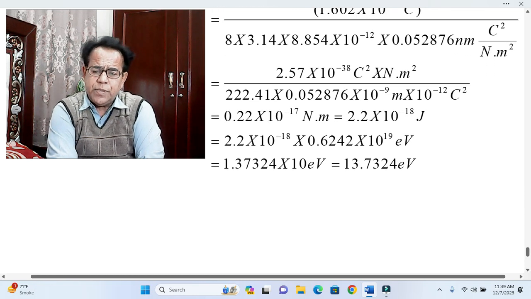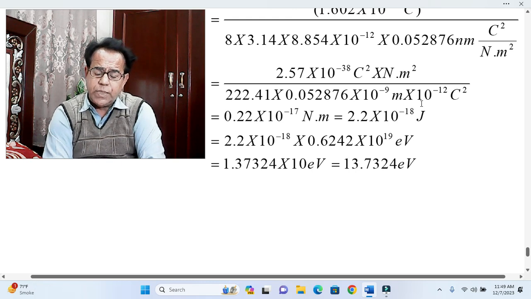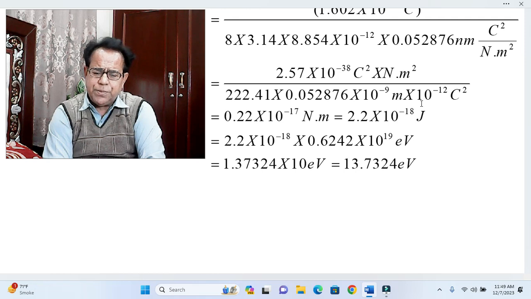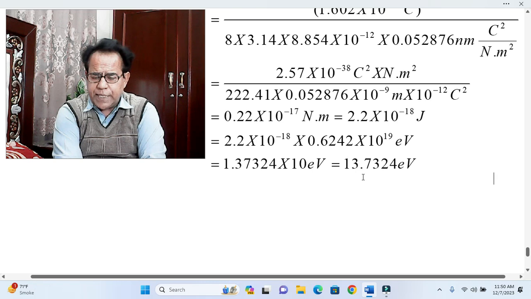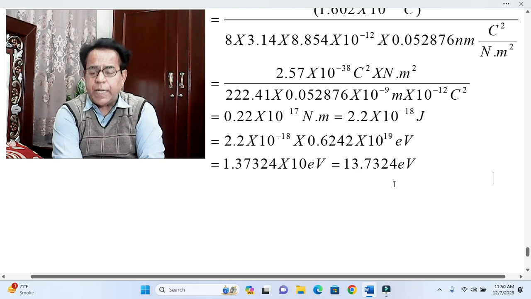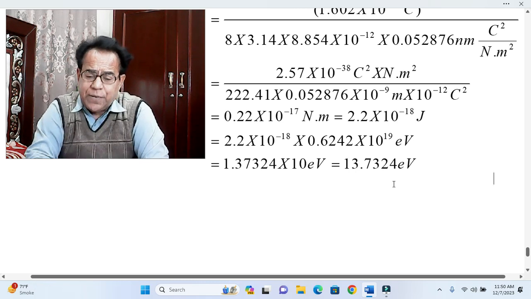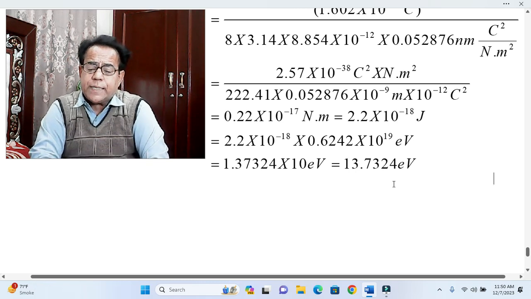Okay, just simplification. We do not explain these simplification steps. So after simplifying all these steps, we finally reach the conclusion that E naught becomes equal to 13.7324 electron volt. Actually, dear students, its exact value is 13.6.